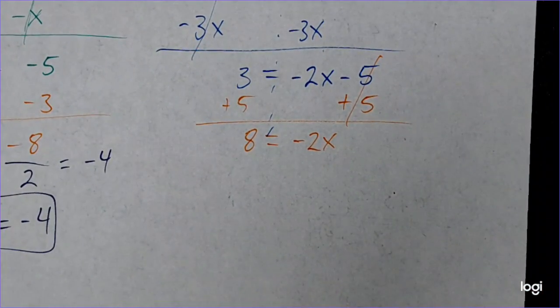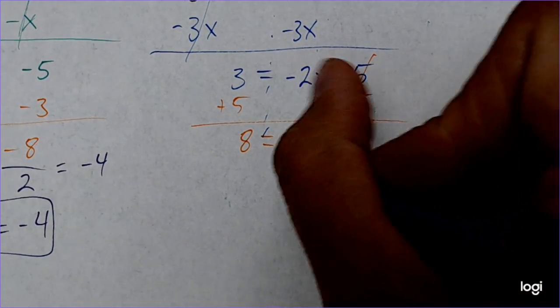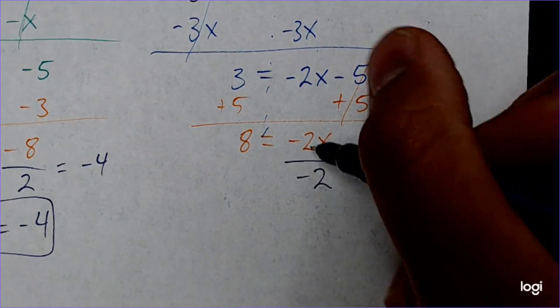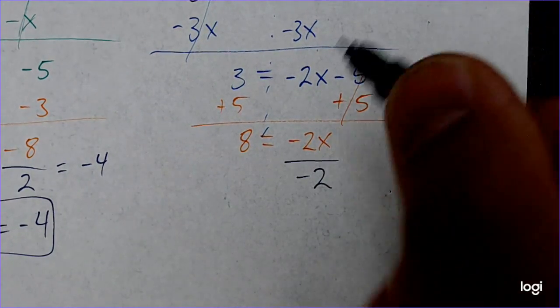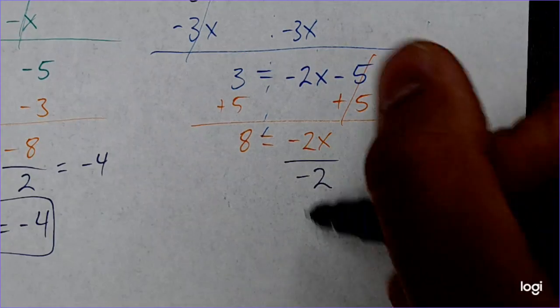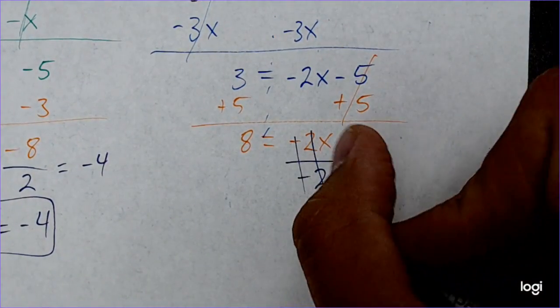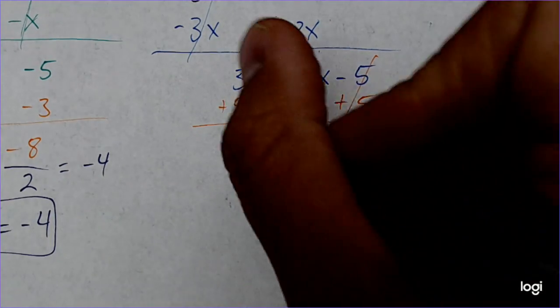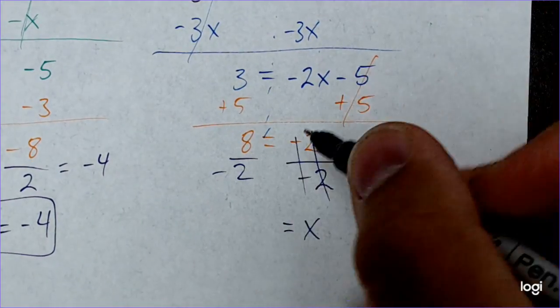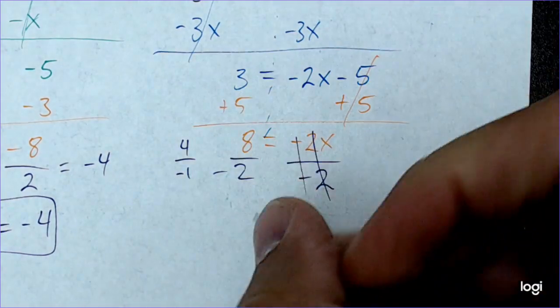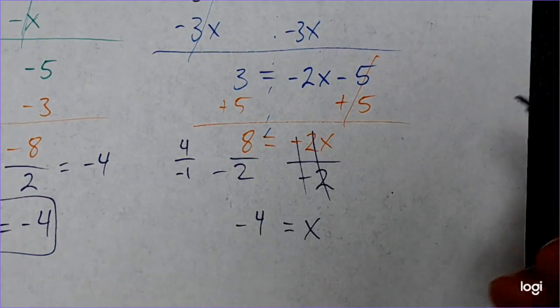Okay? Now the final step, division. I got to get rid of that negative 2. So I'm going to divide by negative 2. Remember, even though it's a division, you still have to divide by that negative, okay? So the negatives cancel, the 2's cancel, I'm left with x on the right side. The left side, if I do 8 divided by negative 2, gives me 4 over negative 1, which is the same as negative 4.